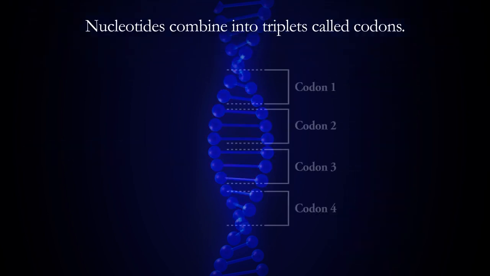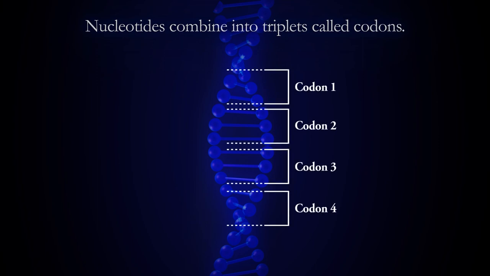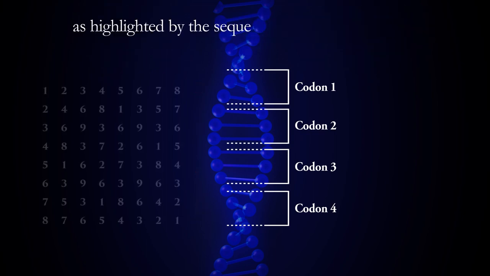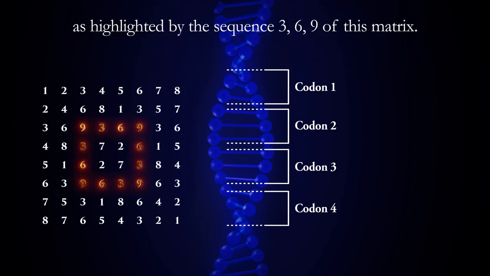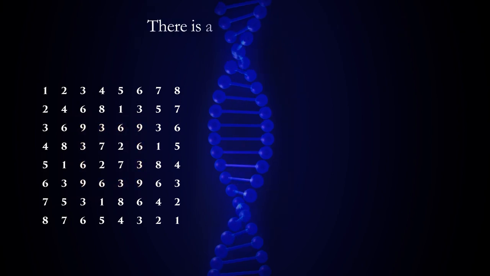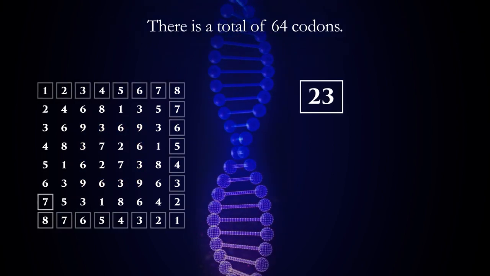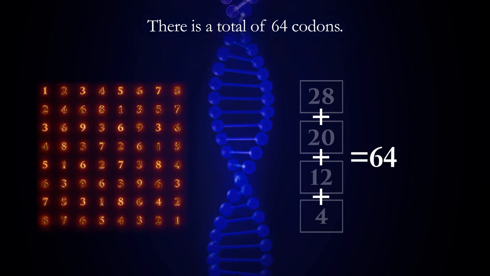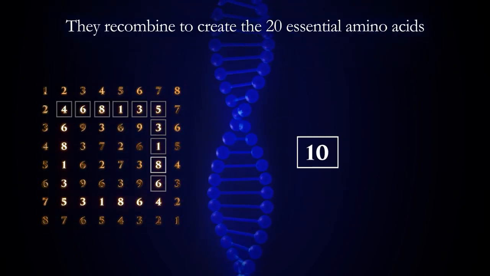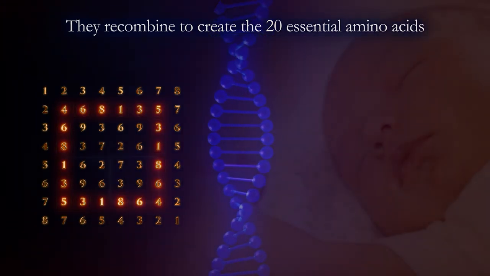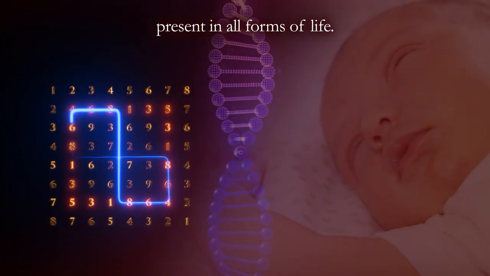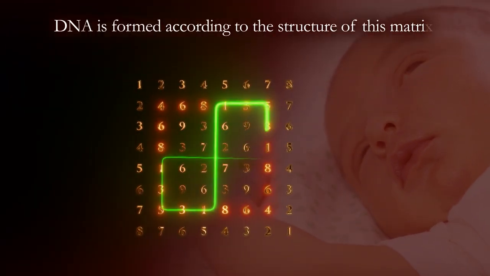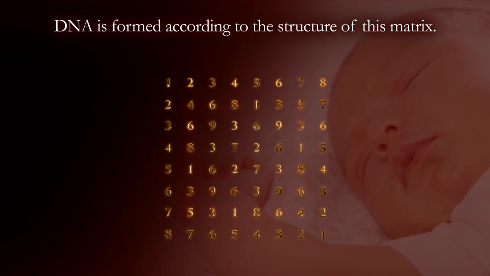Nucleotides combine into triplets called codons. Each codon always includes three nucleotides, as highlighted by the sequence 3, 6, 9 of this matrix. There is a total of 64 codons. They recombine to create the 20 essential amino acids present in all forms of life. DNA is formed according to the structure of this matrix.